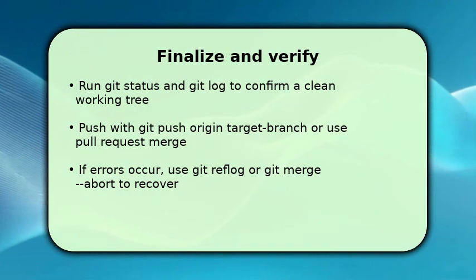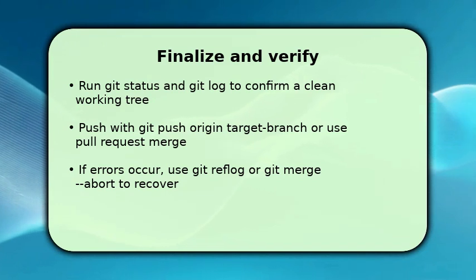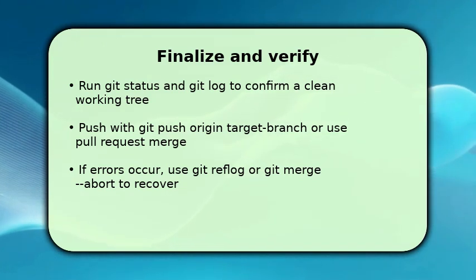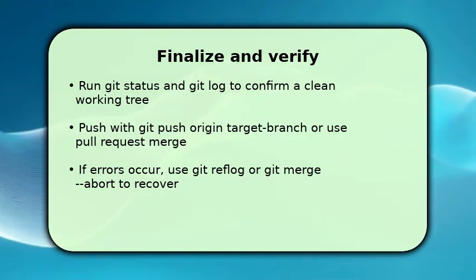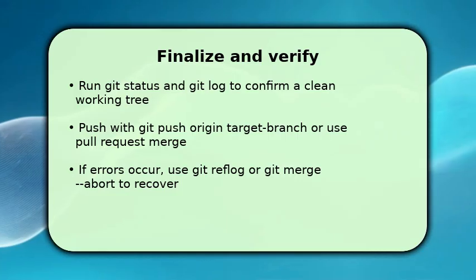Finally, verify everything. Run git status to ensure no unresolved files remain, and inspect git log to confirm the history is as expected. Then push your resolved branch with git push origin target branch, or complete the pull request on GitHub. If you encounter problems like a broken build or accidental edits, stop and recover.